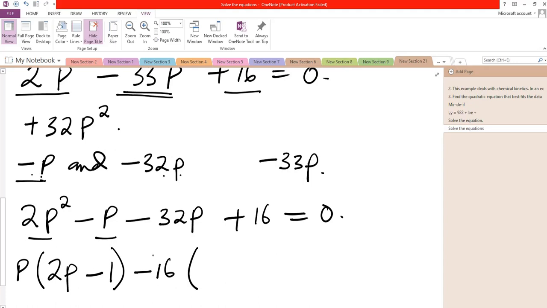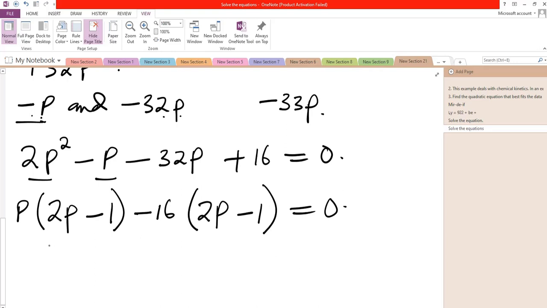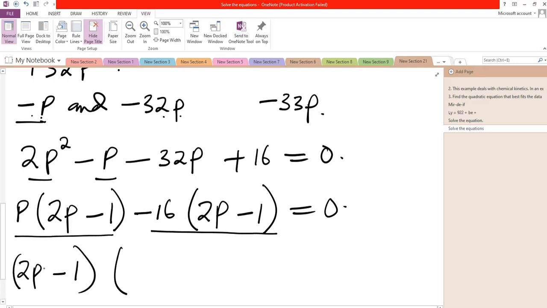Now let me close bracket. So minus 32p divided by minus 16 will give us 2p. Plus 16 divided by minus 16 will give you minus 1, all equal to 0. Now the common factor between these two terms is 2p minus 1, bracket close. If you divide the first term by 2p minus 1, you're left with p here. If you divide the second term, which is minus 16 bracket open 2p minus 1 bracket close, you will be left with minus 16, bracket close, equal to 0.